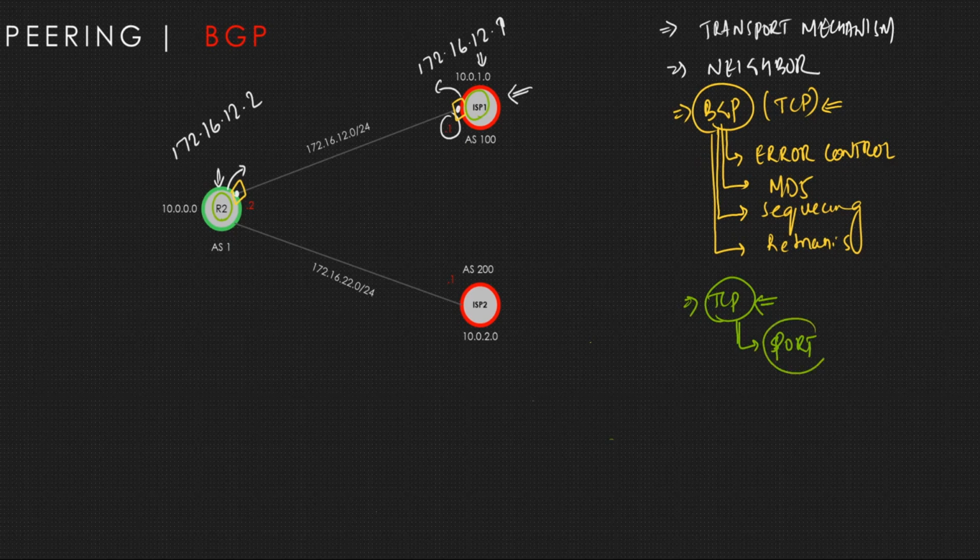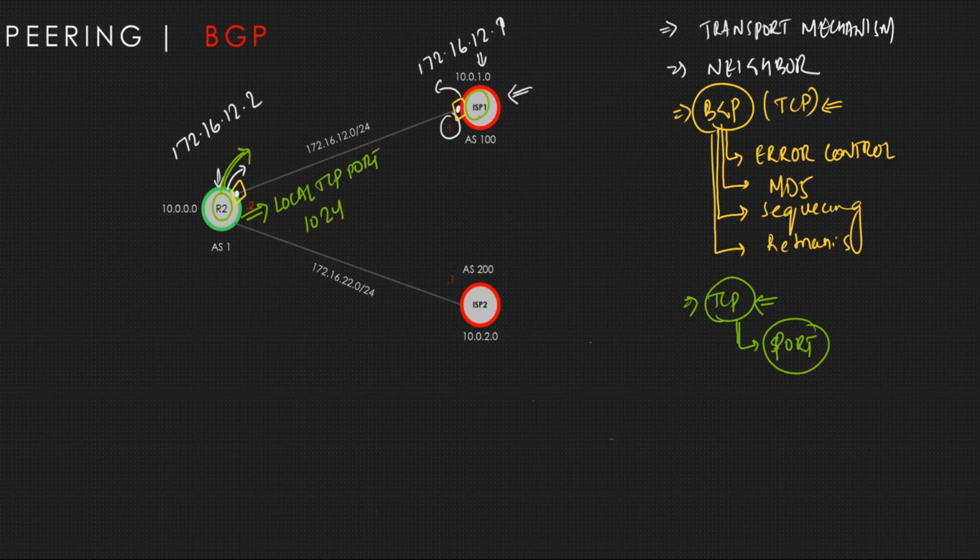Whenever we talk about anything in TCP, it's always about layer 4, which is ports. So whenever R2 and ISP1 initialize the TCP session, it needs to have a local TCP port. What will the local TCP port be? The local TCP port is randomly generated, and it will be greater than port number 1024. Anything beyond 1024 will be used by BGP as a source port. Whosoever initiates the session will use this source port.